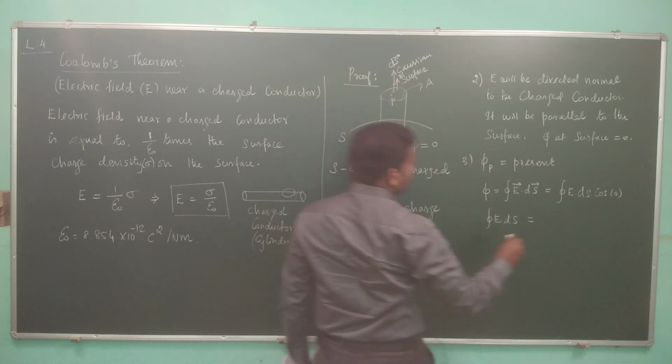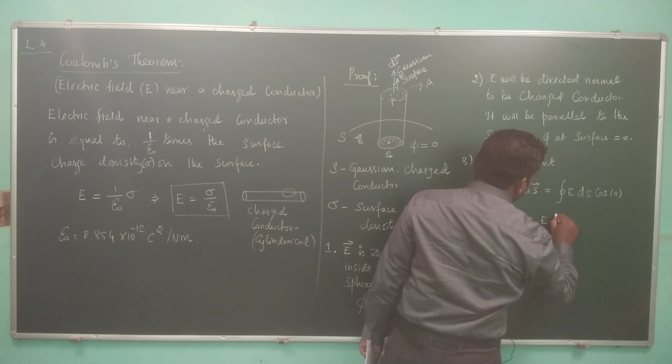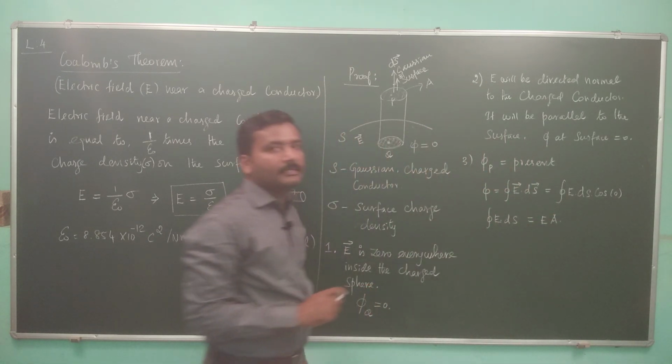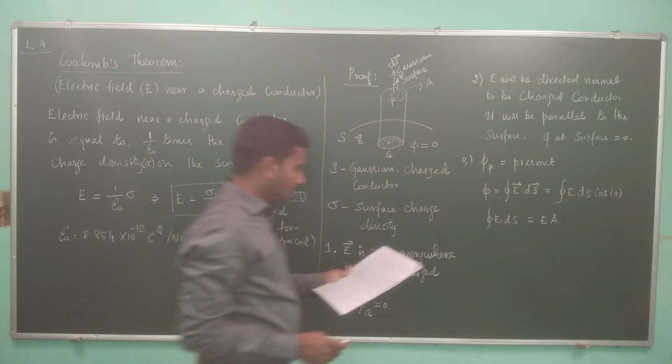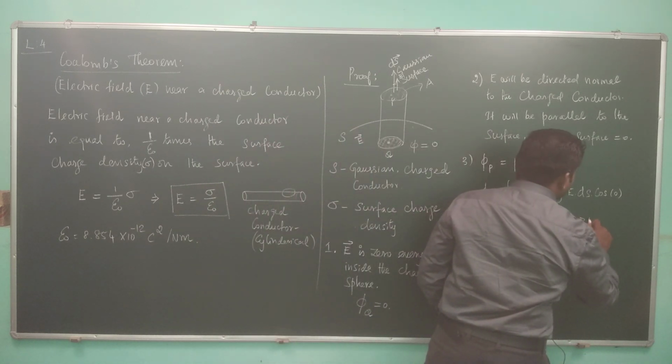which becomes integral of E dot ds, and that is nothing but this electric field component multiplied by the cross-sectional area. This is equation number 1.